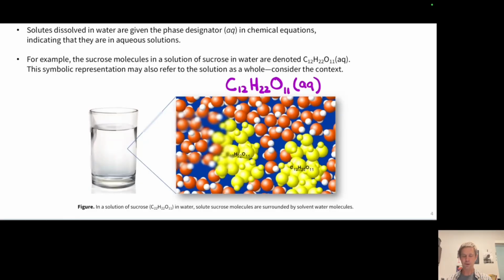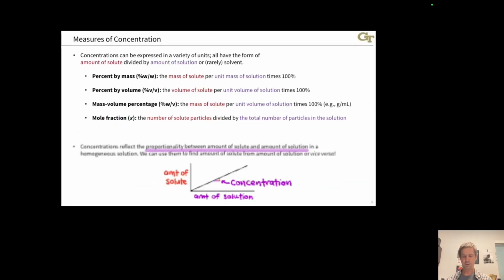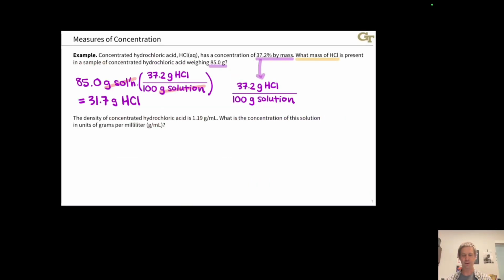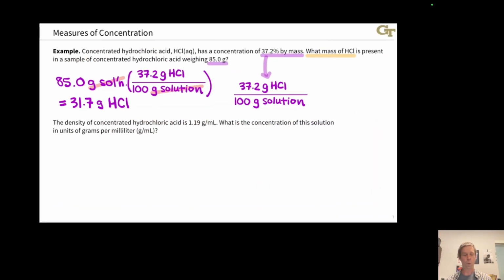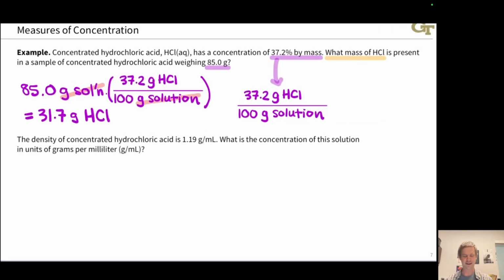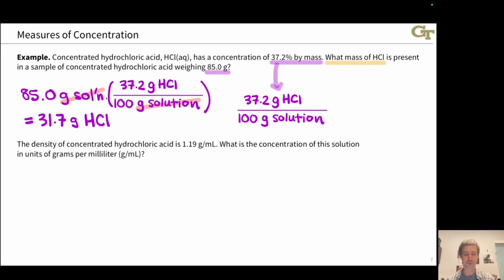Knowing that, and knowing what we do about the concentration of concentrated hydrochloric acid, this 37.2% by mass, the question is, what is the concentration of concentrated HCl in units of grams per milliliter? So this grams per milliliter is grams per milliliter of solution. Grams of HCl per milliliter of solution, not grams of solution per milliliter of solution, which is the density. So those units are different, and the difference is actually in the grams. Grams of solution here, solution per solution for the density, grams of solute here for the concentration.